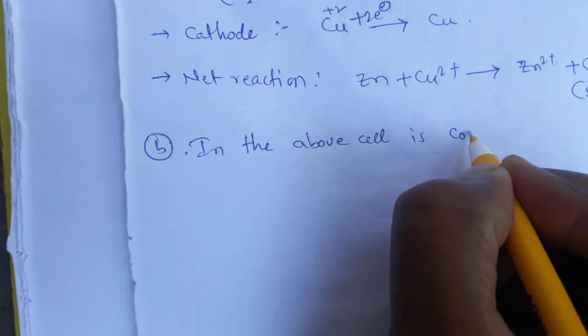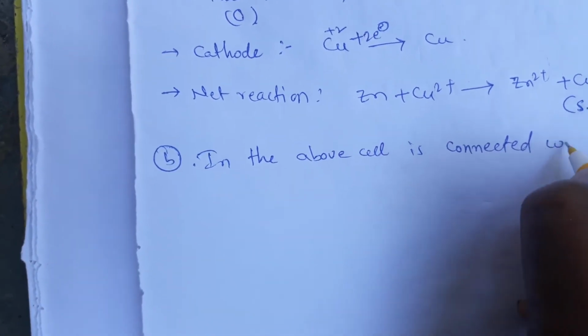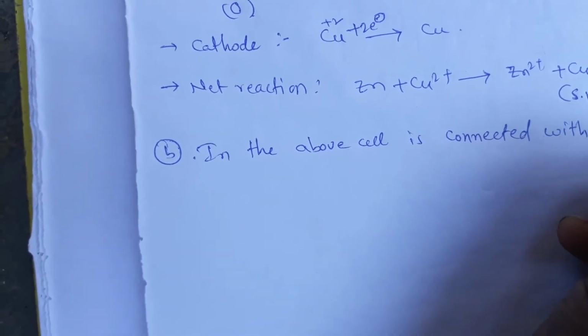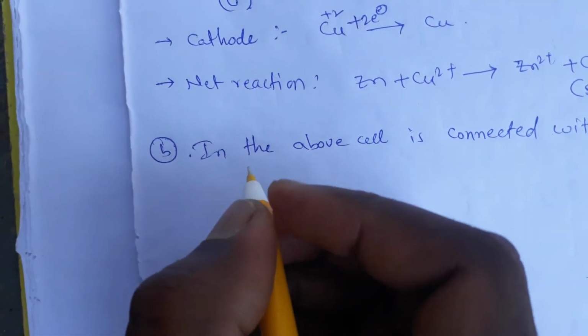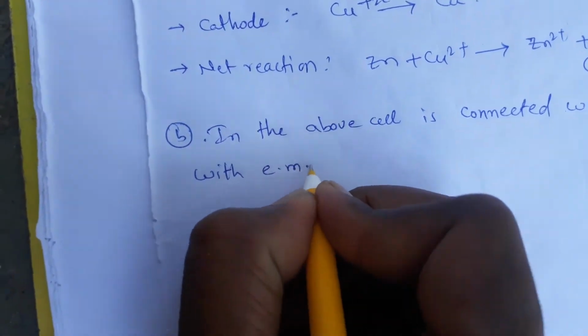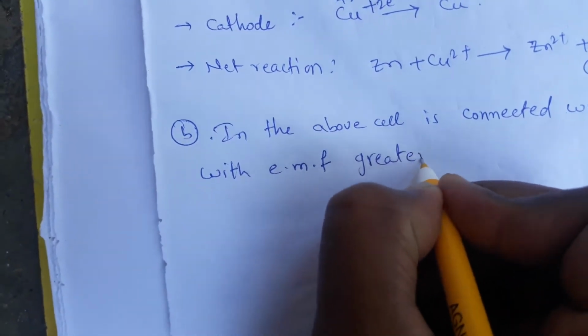And condition B: the above cell is connected with a battery with an electromotive force greater than that of the cell.